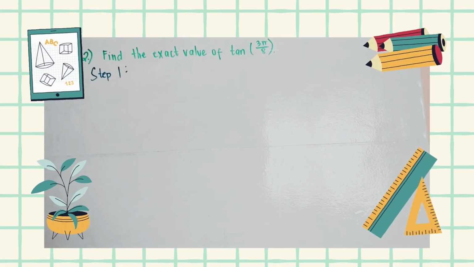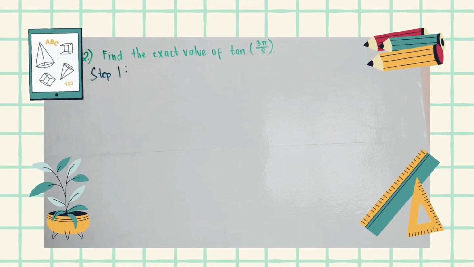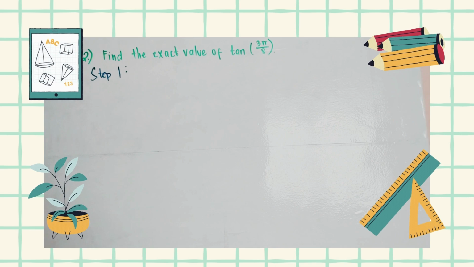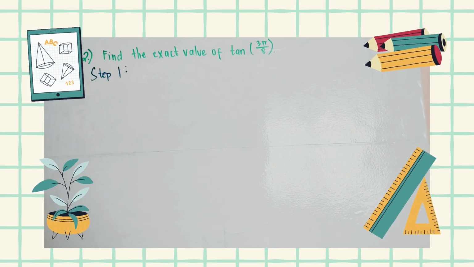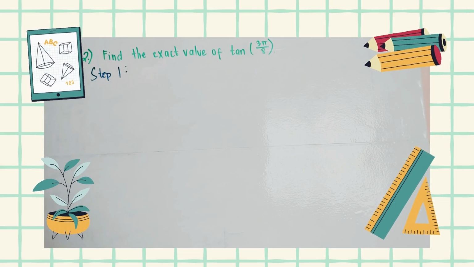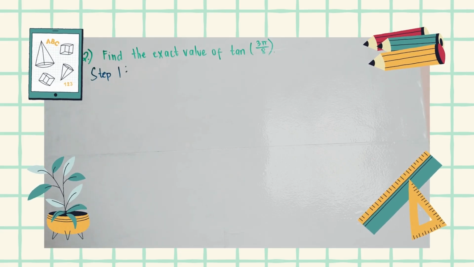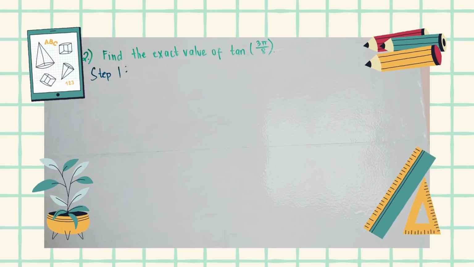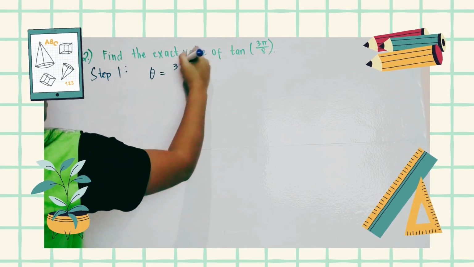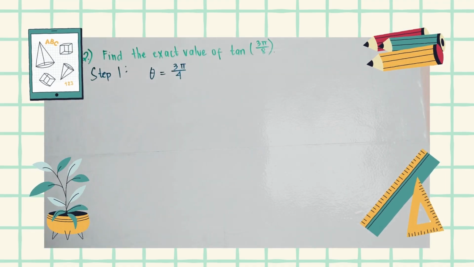For step 1, let us write the expression as a half angle. So we're finding tangent 3 pi over 8. Notice that 3 pi over 8 is equal to 1/2 times 3 pi over 4. Therefore, we'll be using the half-angle formula for tangent with theta equals 3 pi over 4.